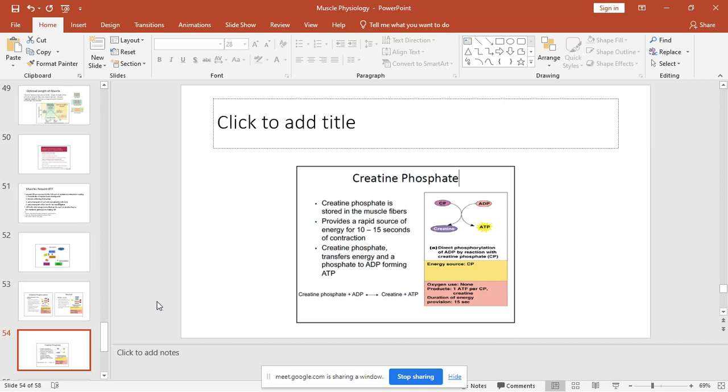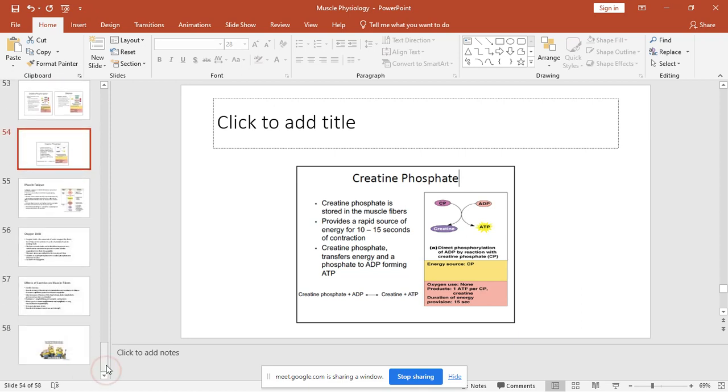The interesting thing is that while oxidative phosphorylation is slow, it generates more ATP. Creatine phosphate and glycolysis are inefficient. They produce fewer molecules of ATP. However, they are quick to produce this ATP.